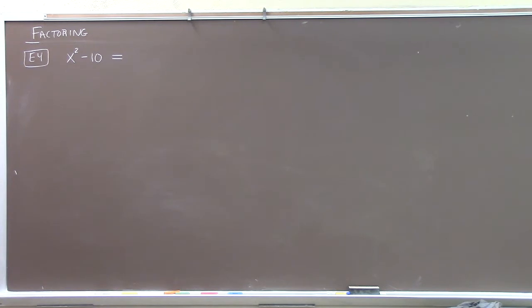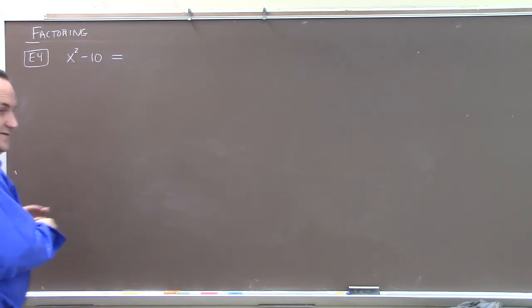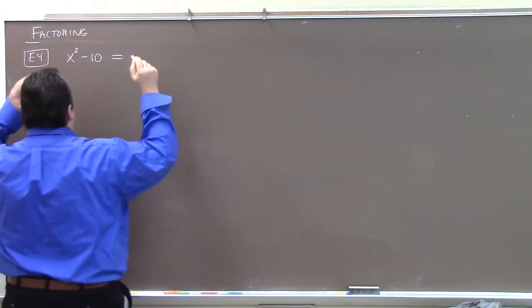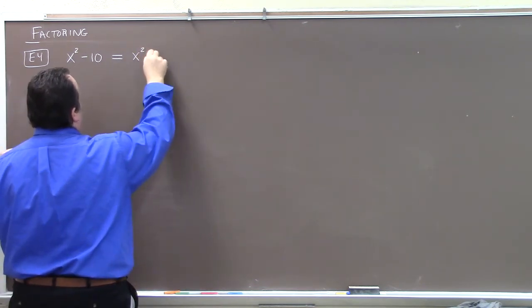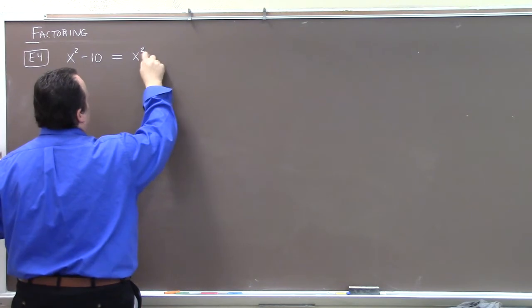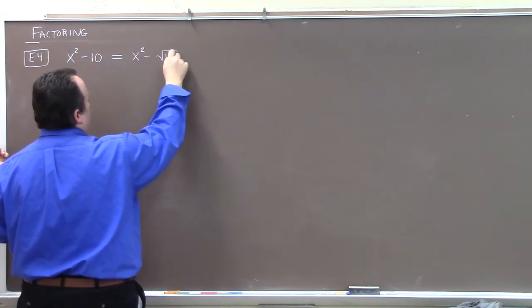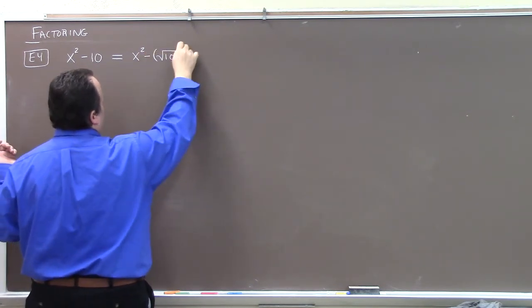My point to you is you have to look at this. You say, well, that's not a difference of squares. 10 is not a square. But 10 is a square. We just have to use our imagination a bit. This is 10 minus the square root of 10 squared.